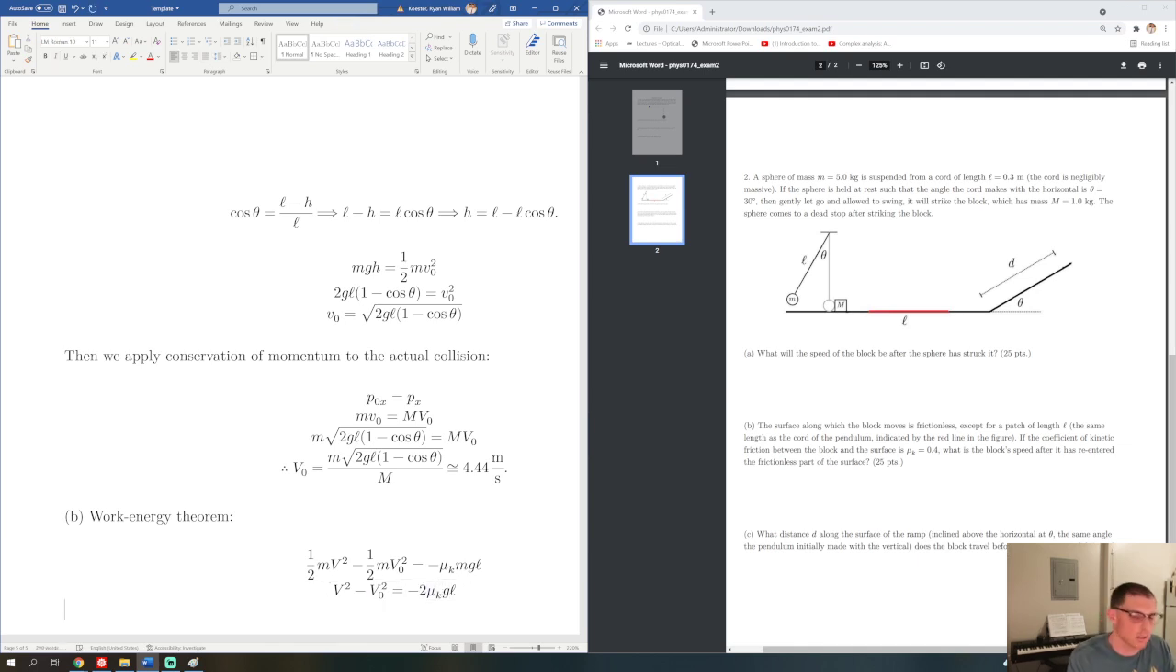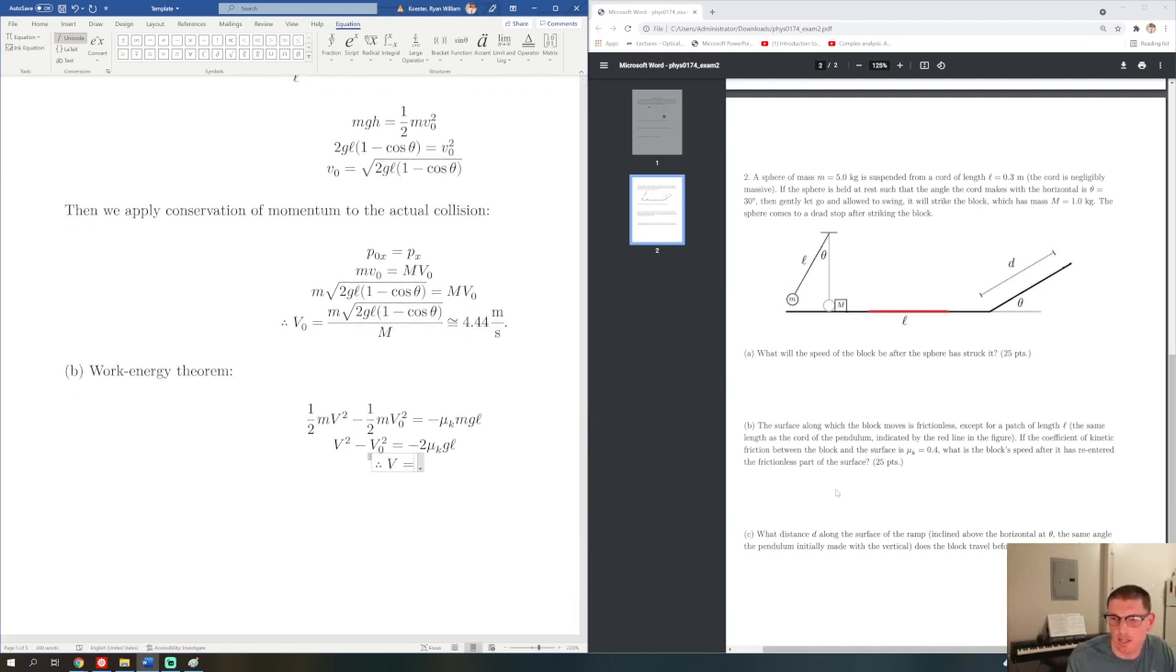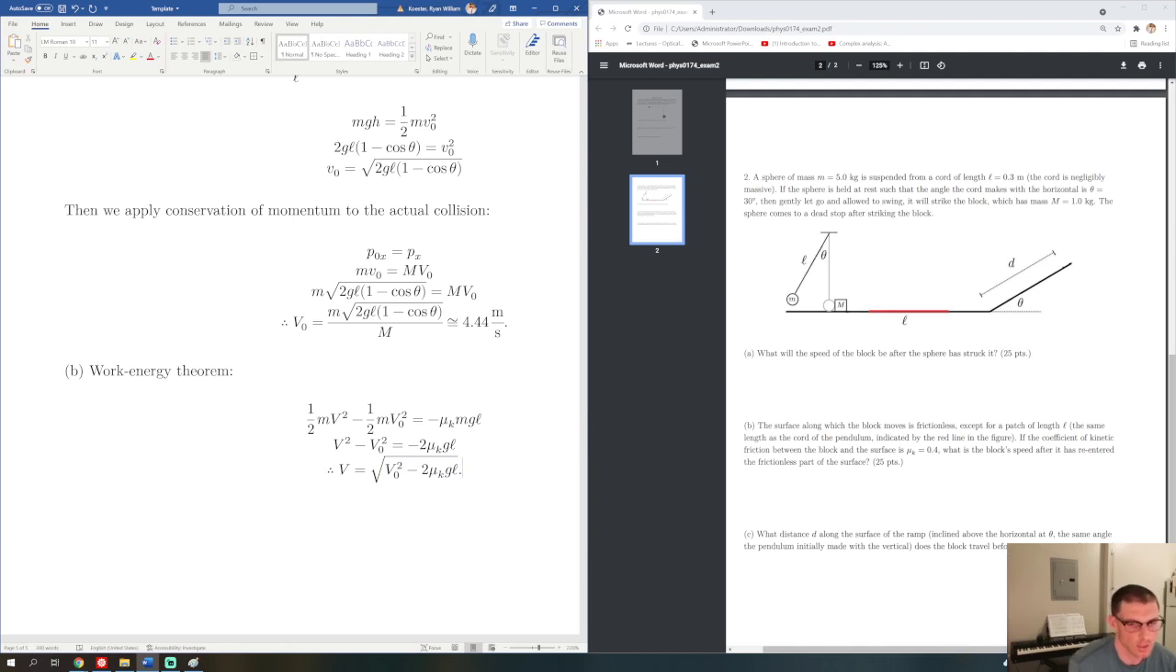And so this is what we get. And then we finally find, right after we just do a little bit more algebra, that the block's speed after it exits the frictional part of the surface is just going to be v naught. Sorry, let me do this. Square root of v naught squared minus 2 mu sub k g l, right? Like this. And this suggests that its velocity is lower, which makes sense, right?